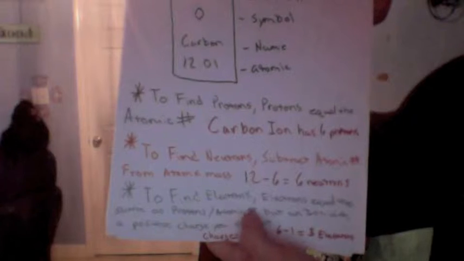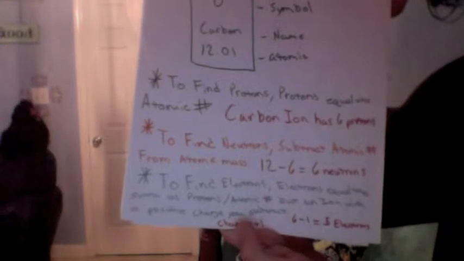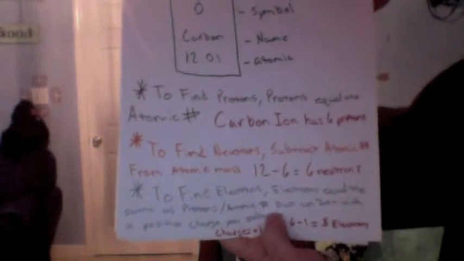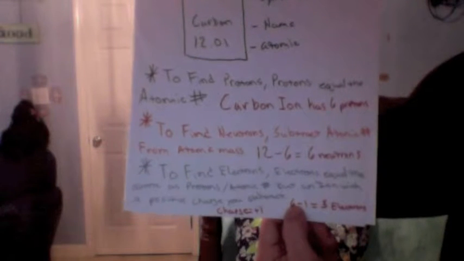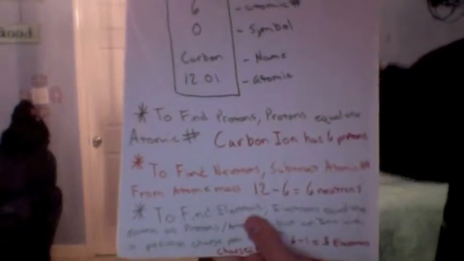The electrons equal the same as the protons, but with an ion with a positive charge, you subtract. So with the positive charge, it cancels out and you lose an electron. So you subtract that 1 from the amount of electrons there was before. So 6 minus 1, you get 5 electrons for a carbon ion with a +1 charge.